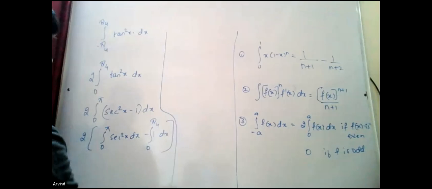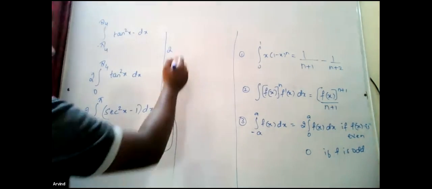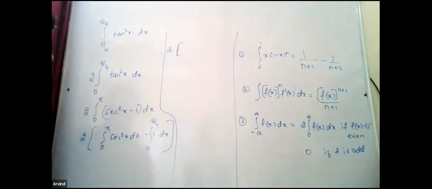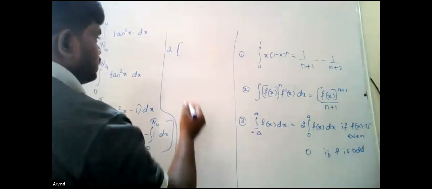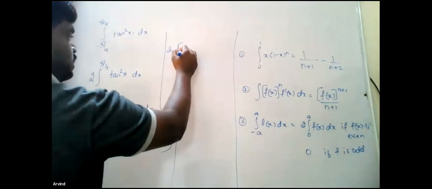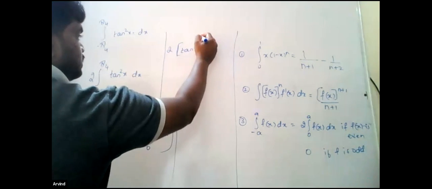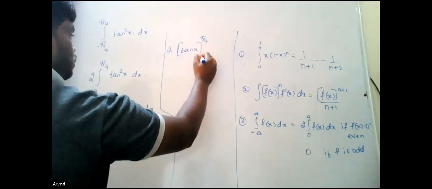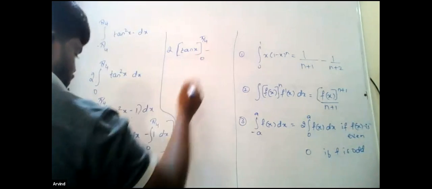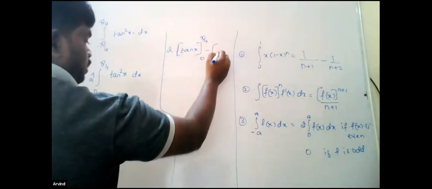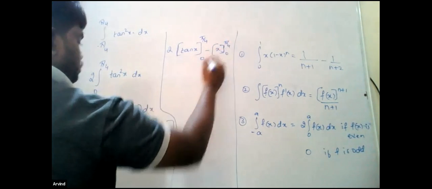2 as it is. What is integration of secant square x? What should you differentiate to get secant square x? Differentiate tan x, you get secant square x. So integration of secant square x is tan x, the limit is from pi by 4 to 0, minus this one. Integration of 1 is x, pi by 4 to 0.